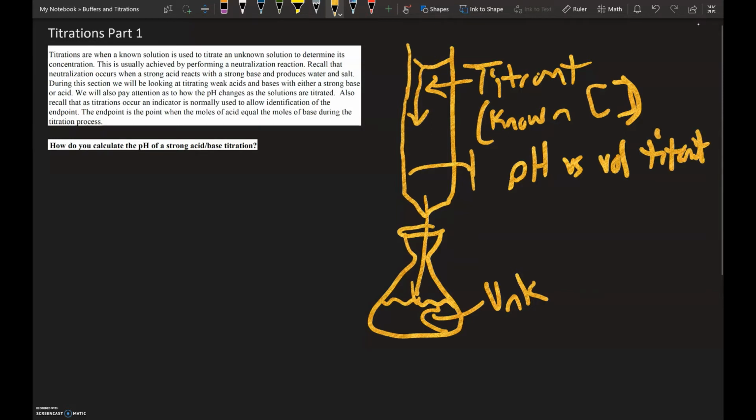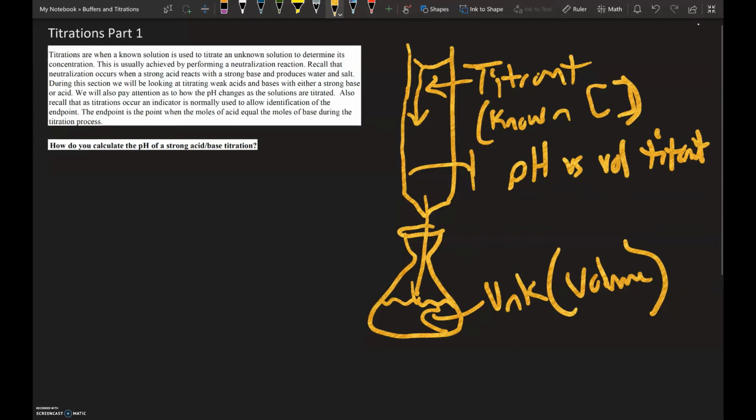And so in order to do this, we have to know a few things. We have to know what the titrant is, we have to know its concentration, and we also have to know how much of the titrant we added into the unknown. And for the unknown, we have to know how much volume. So the question is, what volume of the unknown solution do we have in there?